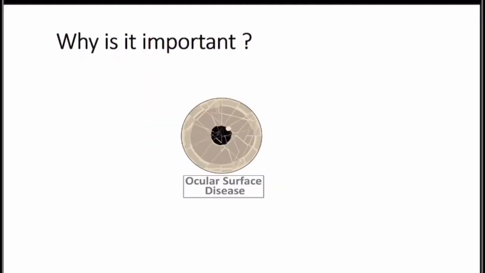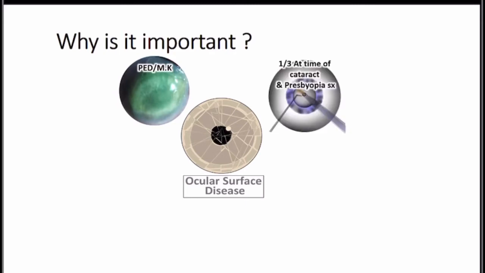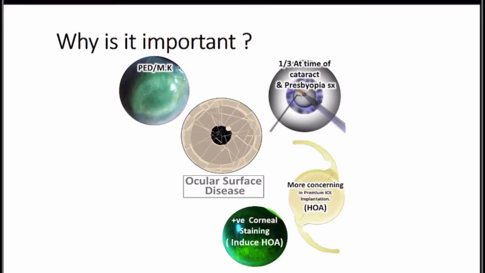So why is it important? It can lead to persistent epithelial defects, secondary microbial keratitis, and believe it or not, 1/3 of our patients at the cataract age are plagued with this disease. And it can be quite concerning if you're contemplating implanting a premium IOL, because ocular surface disease can itself induce high-order aberrations, and this is evident by corneal staining. Your patient can lose the wow effect after refractive surgery because it can cause a pseudo-refractive error.